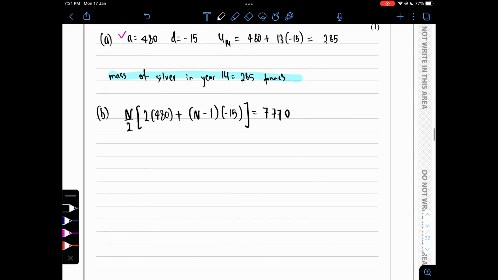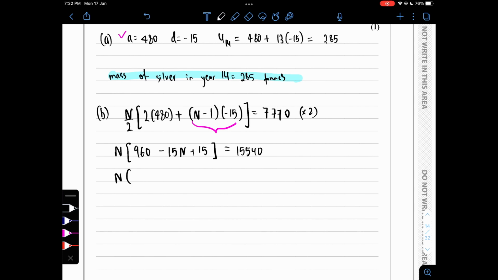Okay. Let's move on to 2. Let's multiply everything by 2. So we'll get N. Now let's simplify here. So that'll be 960. So now multiply everything on the inside. So that would be minus 15N plus 15 equals, so this multiplied by 2 is what? 15,540. Okay, now let's simplify.